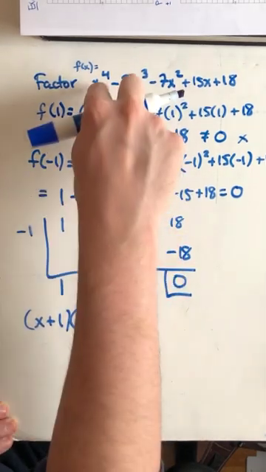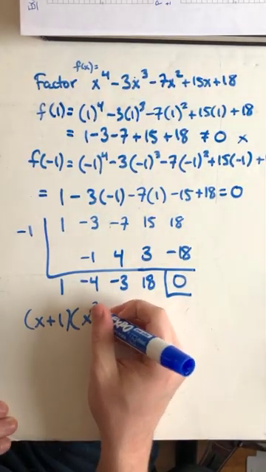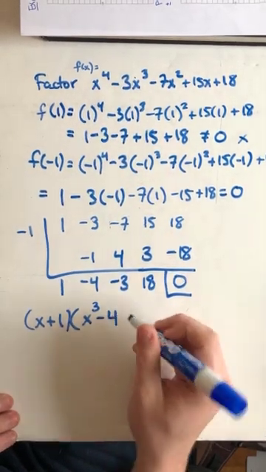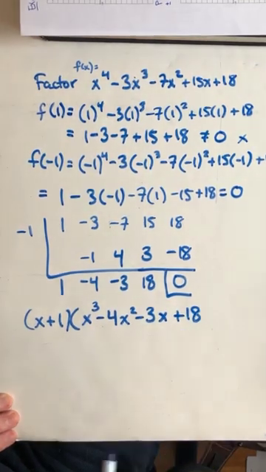Now you're taking x to the power of 4 divided by x plus 1. So the newest degree is x cubed, right? It's always 1 less than what we started with: x cubed minus 4x squared minus 3x plus 18. Okay, that's what we have so far.